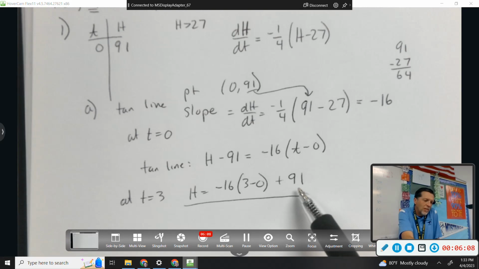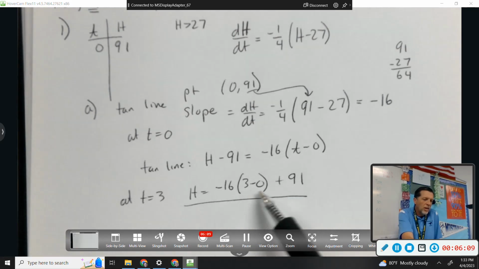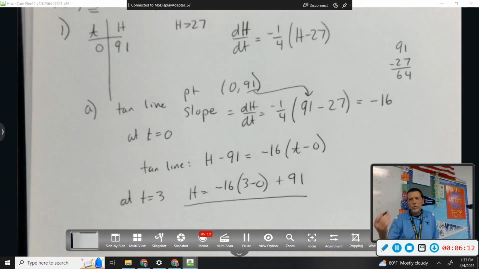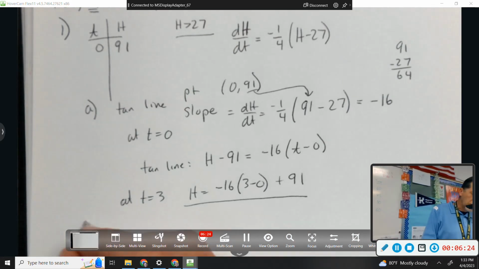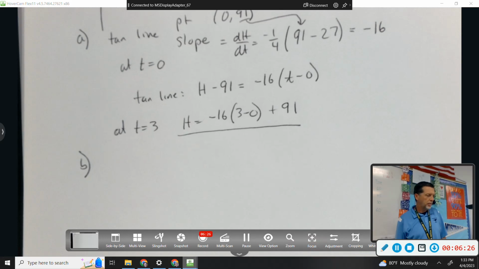Although you might want to see if it makes sense. 91 minus 48 is 43. I guess that makes sense. It's decreasing because you took it out of the boiling water and set it in the room. Yeah, it should always be more than 27. So 3 minutes after, yeah. Okay, reasonable enough. Potatoes don't have a very high specific heat.